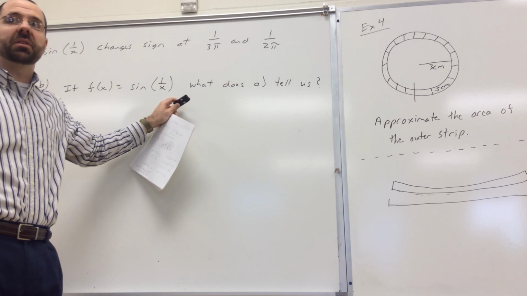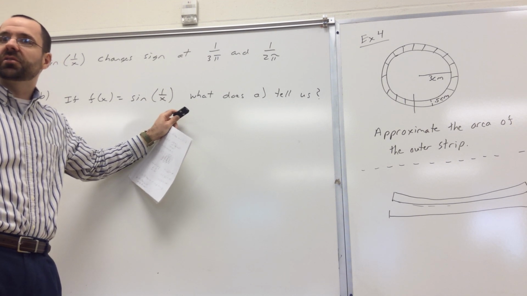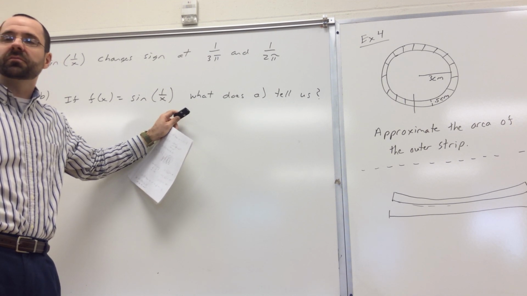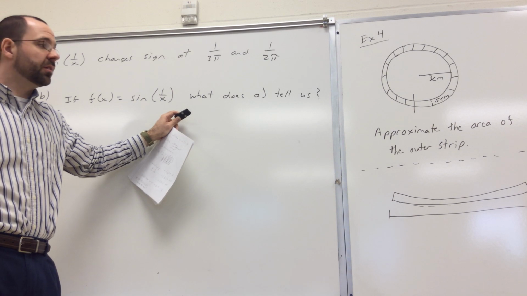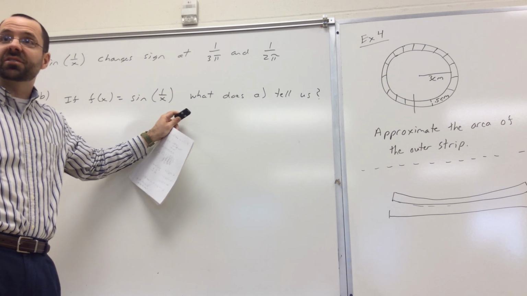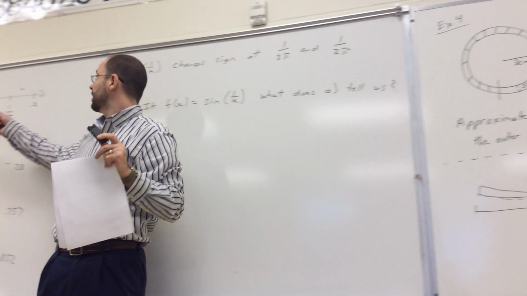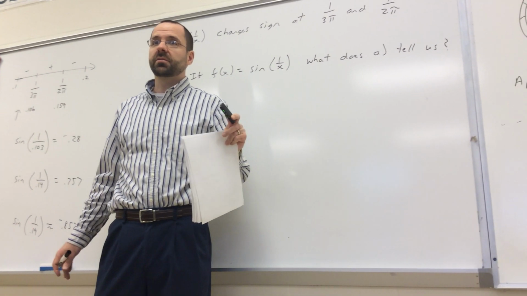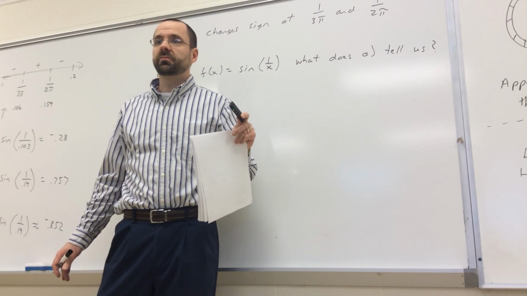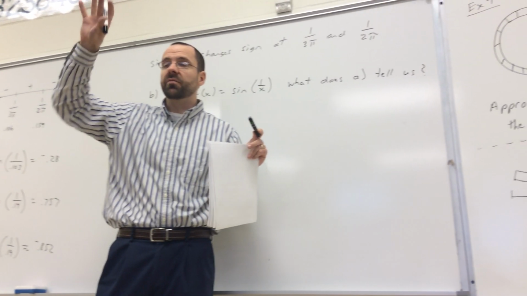No, not the maximum and the min. Good. No, not the concavity. Good. It's something else. It tells us that it's above the x-axis. The graph of sine of 1 over x is above the x-axis from 1 over 3 pi to 1 over 2 pi, and it's below the x-axis otherwise. When the quantity is positive, that means the graph would be above the x-axis.